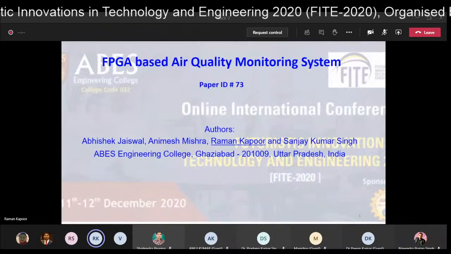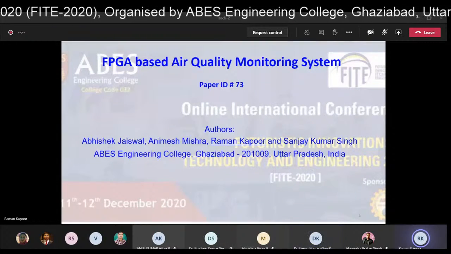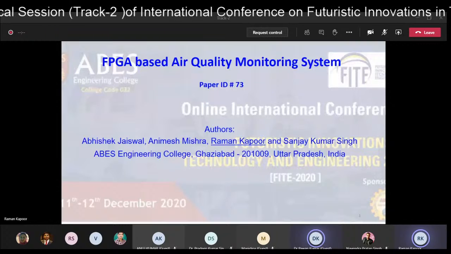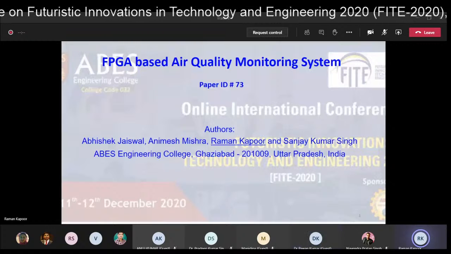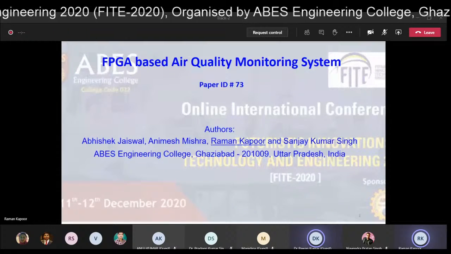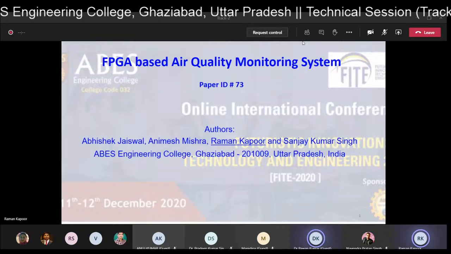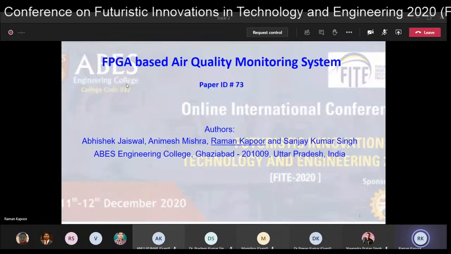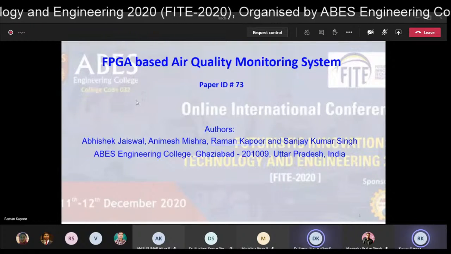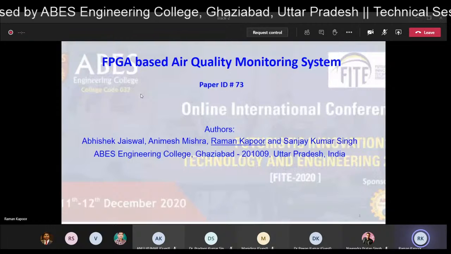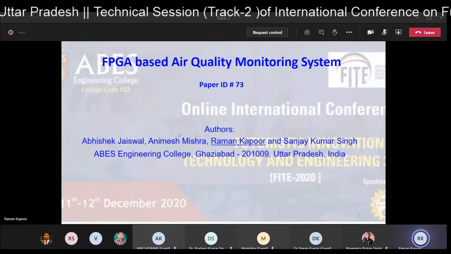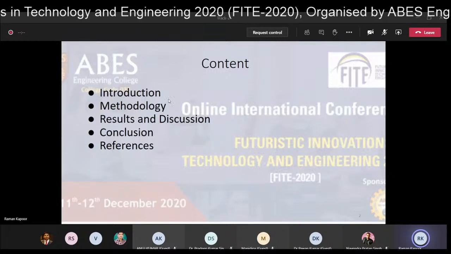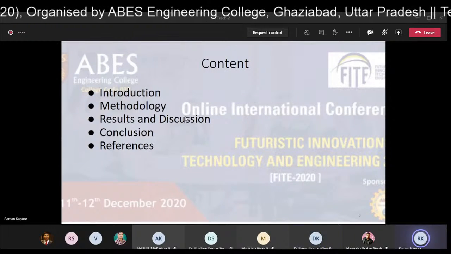Good afternoon all, and thanks for the opportunity to share this work. This was done by a couple of our students recently. We are interfacing a sensor arrangement which measures the quality of air, and we're analyzing it using a field programmable gate array, which makes it a scalable package in future. These are the 4 authors from the Department of ECE at ABS Engineering College. The paper ID is 73. That's the layout of the content.